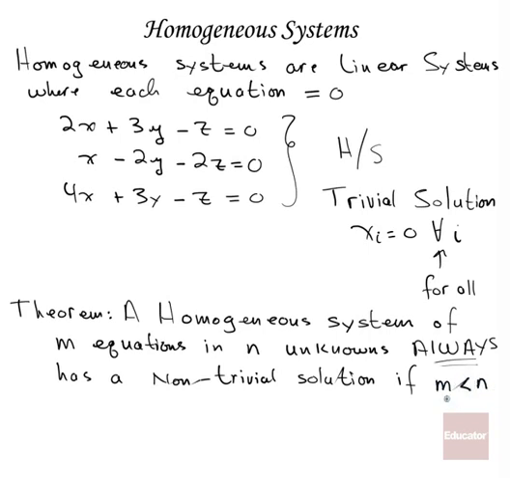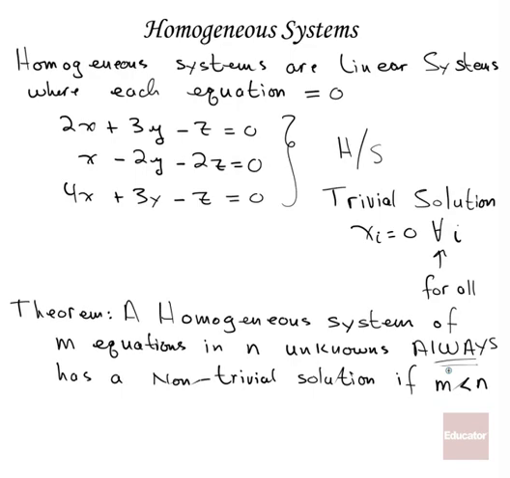In other words, if m is the number of equations, so if the number of equations is less than the number of variables, this homogeneous system always has a non-trivial solution. That means there's always at least one solution that is not all zeros. x equals 0, y equals 0, z equals 0, and so on. So let's repeat that. A homogeneous system of m equations and n unknowns always has a non-trivial solution. It doesn't say whether there are infinitely many or one. It just says at least one exists if m is less than n, if the number of equations is less than the number of unknowns.